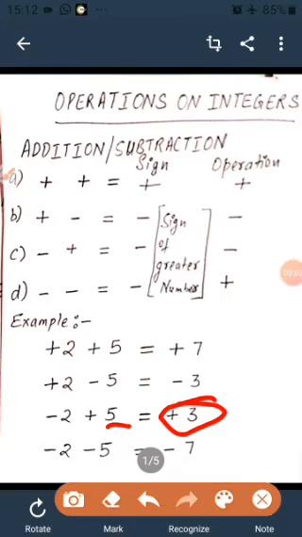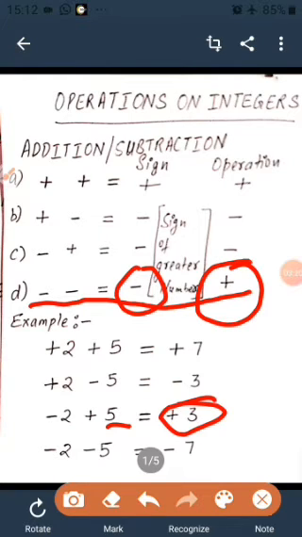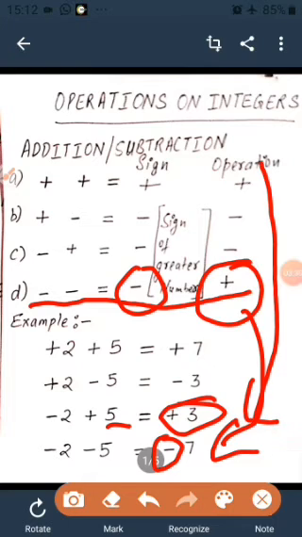And the last case is very important. The last case says that both the numbers are of negative sign. If both numbers are of negative sign, then the final answer will be of negative sign and the operation will be plus. So for example, in the last case, minus 2 and minus 5. The given integers are minus 2 and minus 5. Both numbers are negative. So here the sign will be negative, and what operation will you apply? The operation will be plus: 5 plus 2, 7.